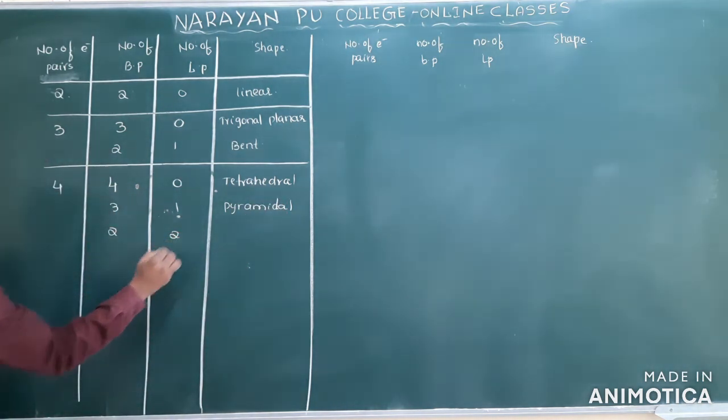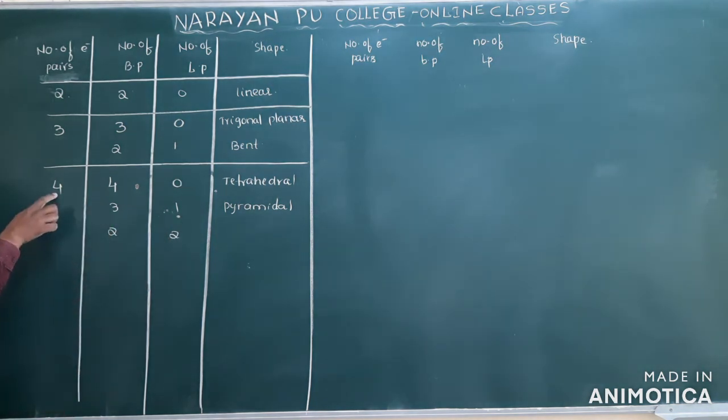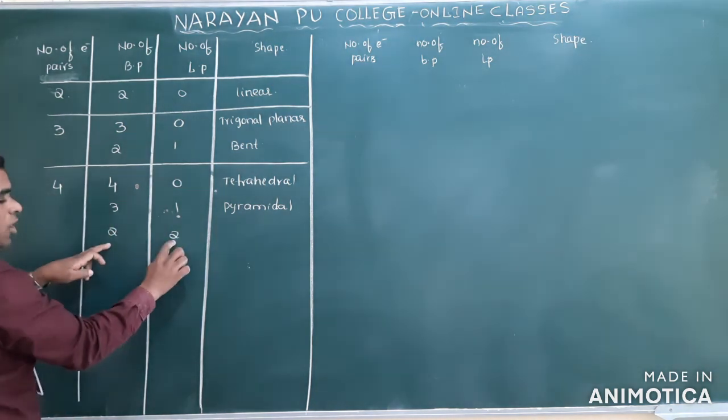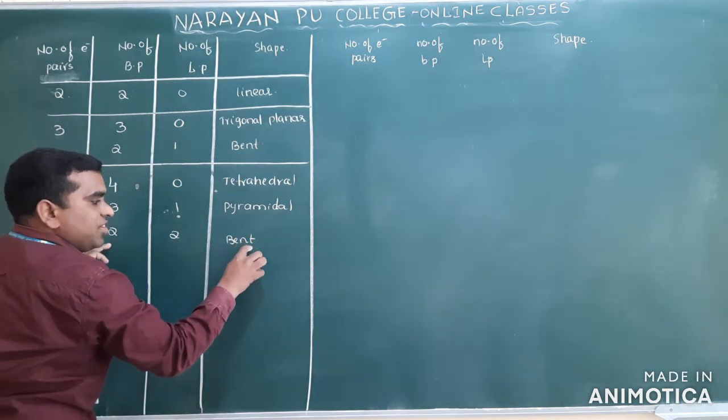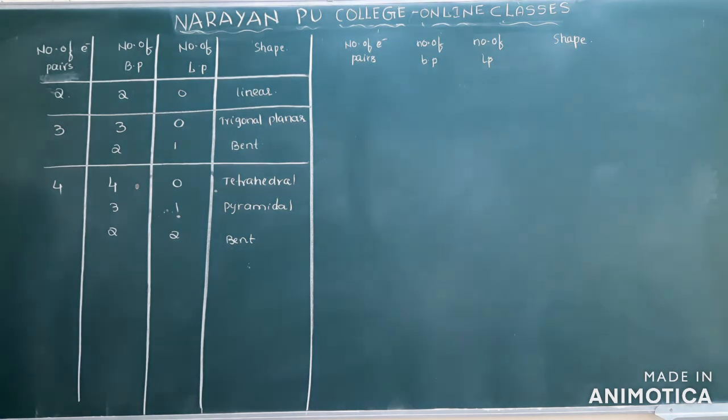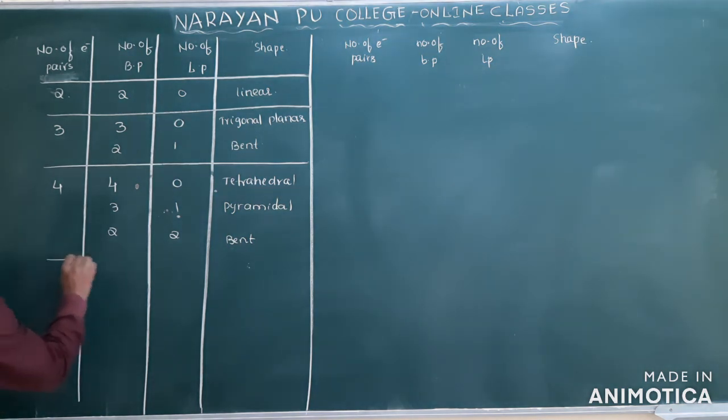And another one I can write here. 2 bond pairs and 2 lone pairs. 2 plus 2, total how many pairs? 4 pairs are there. Then 2 bond pairs and 2 lone pairs. What is the shape of the molecule? Bend shape, or V shape, or you can say angular shape. Clear? So this is about it.